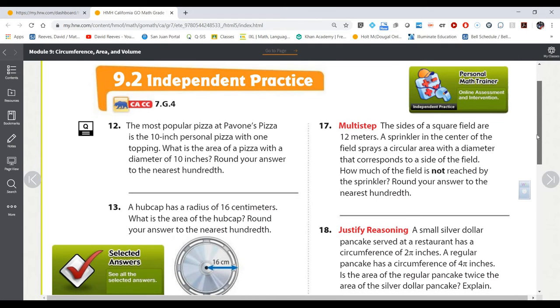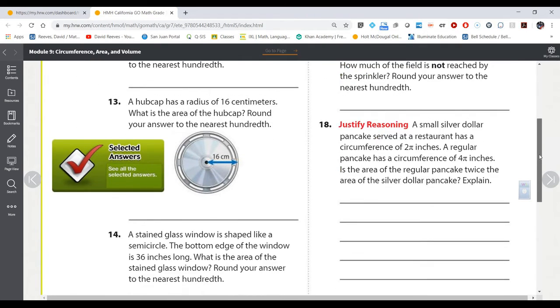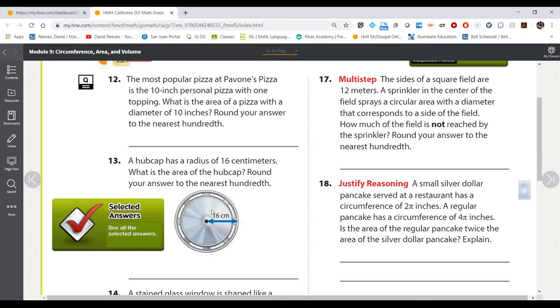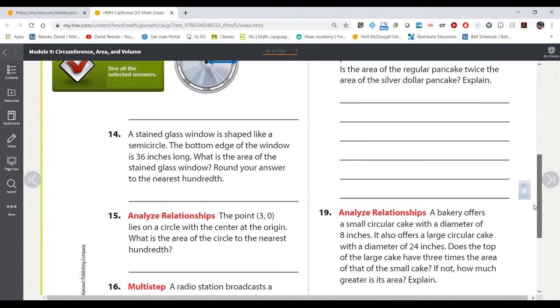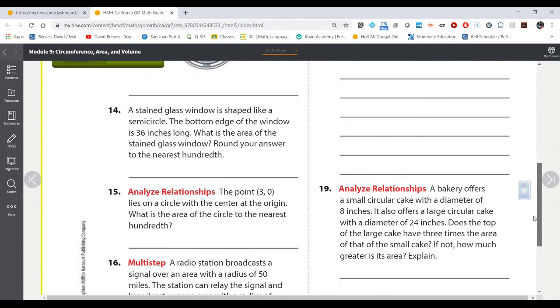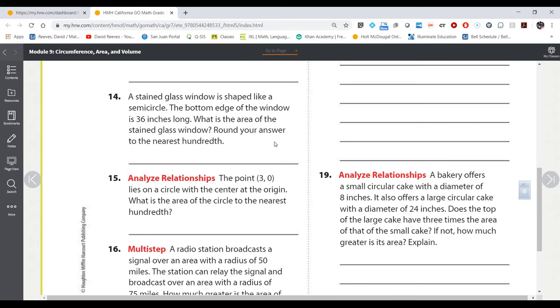All right, so here we go. Again, this hubcap one isn't really problem solving. It's just that's the radius, right? This one here isn't really problem solving. They gave us the diameter. We're looking for something where we have to actually do a little bit more beyond just finding the area.